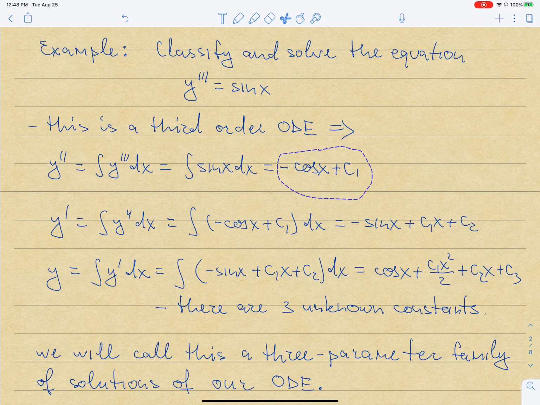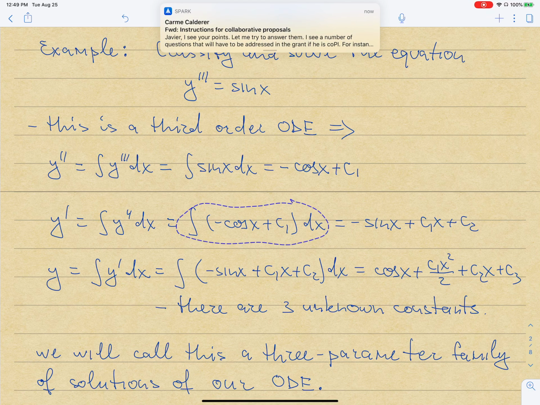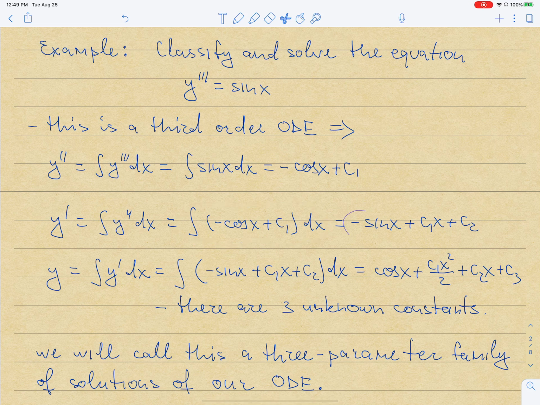If I know y double prime, I should be able to compute y prime. So what is y prime? Y prime is an antiderivative of y double prime. Y double prime I know from the previous line, so I need to integrate this y double prime. The integral of minus cosine is minus sine. The integral of a constant C1 is C1x, and the integration results in a new constant of integration, C2.